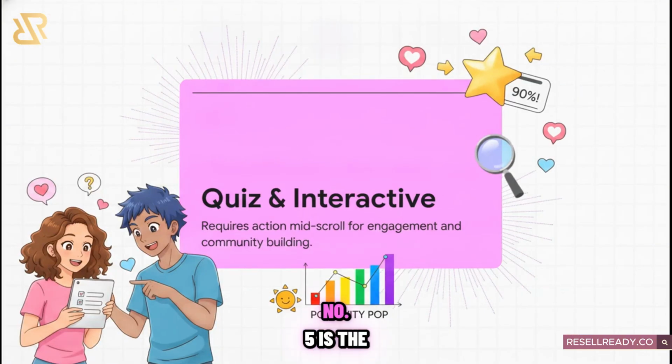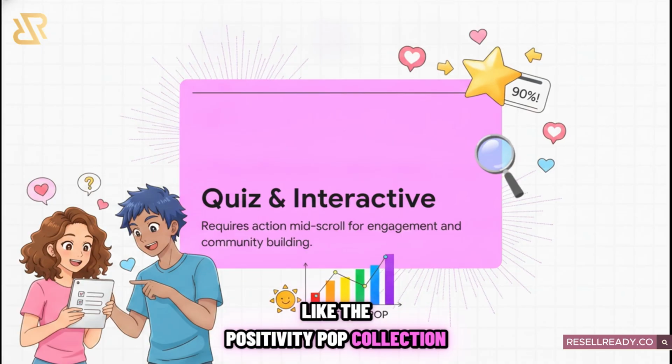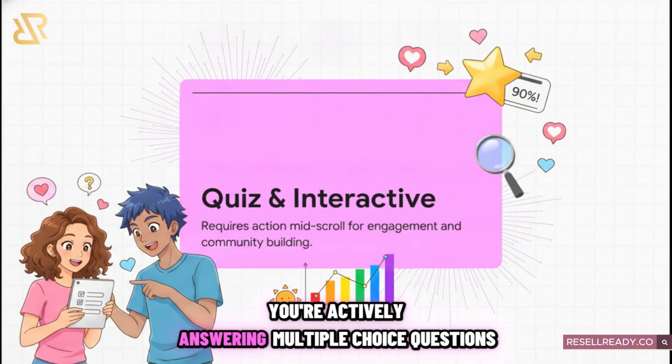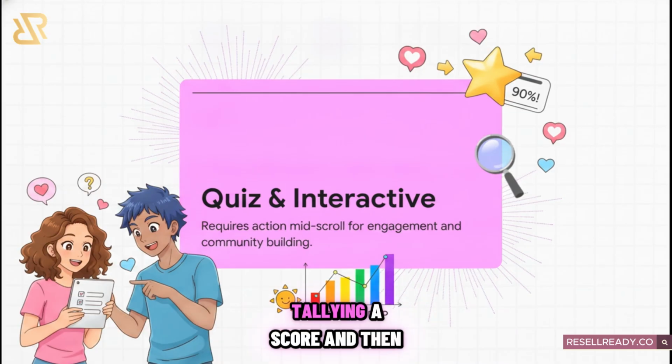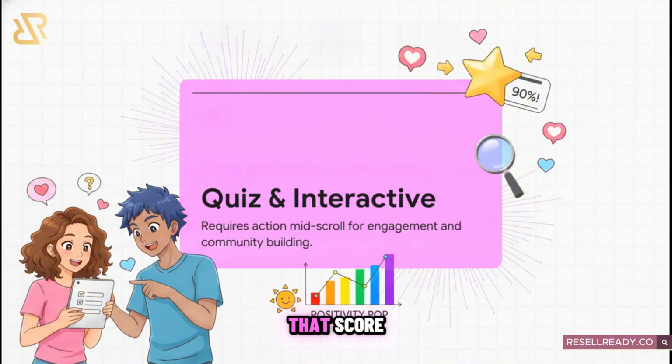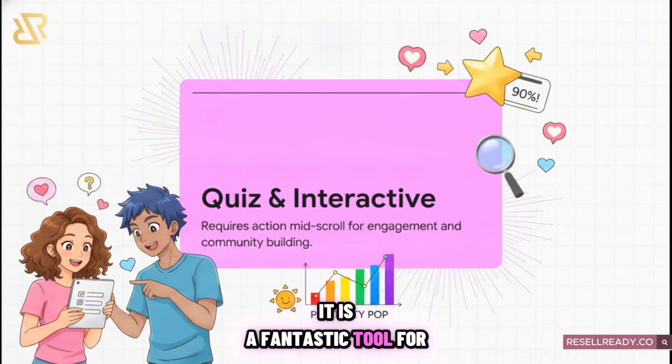Number 5 is the quiz or interactive template. Personality-driven sets, like the Positivity Pop collection, use these perfectly. They force mid-scroll action, so you're not just passively reading, you're actively answering multiple-choice questions, tallying a score, and then drilling into a CTA that asks you to comment that score. It is a fantastic tool for lead generation and building a real community.